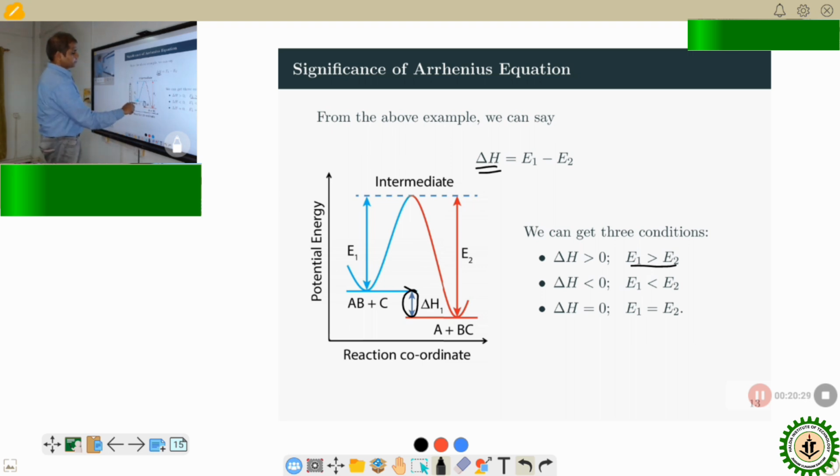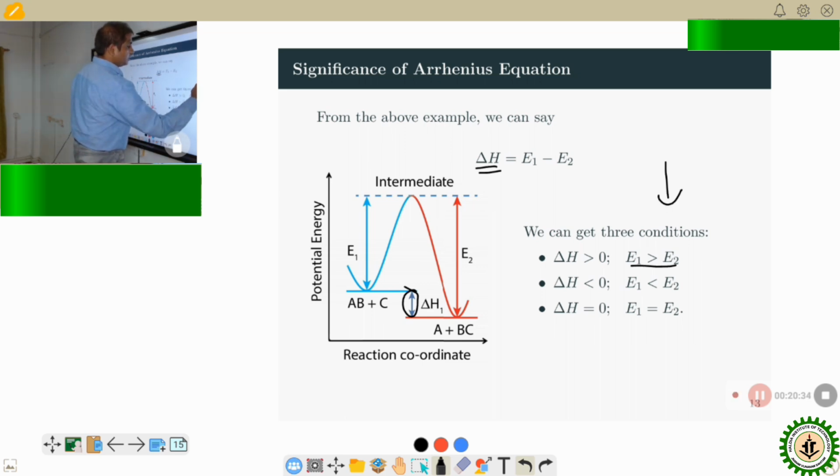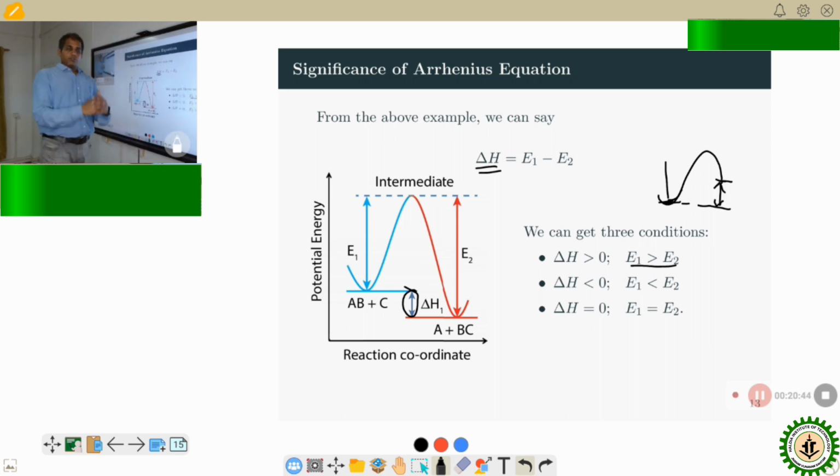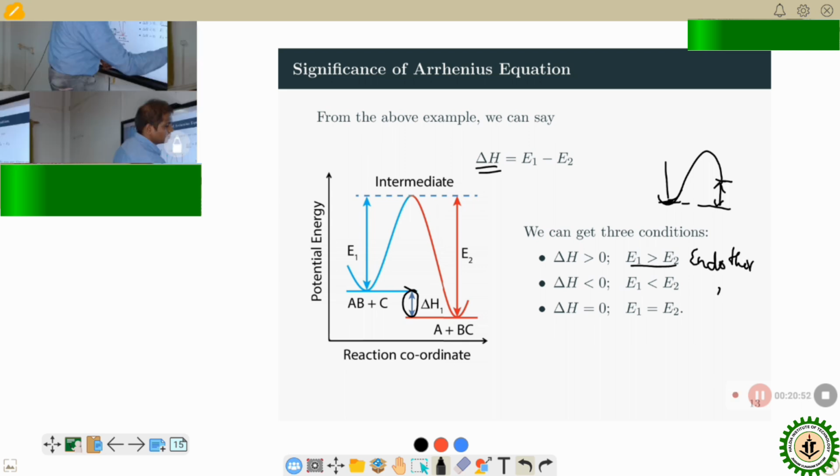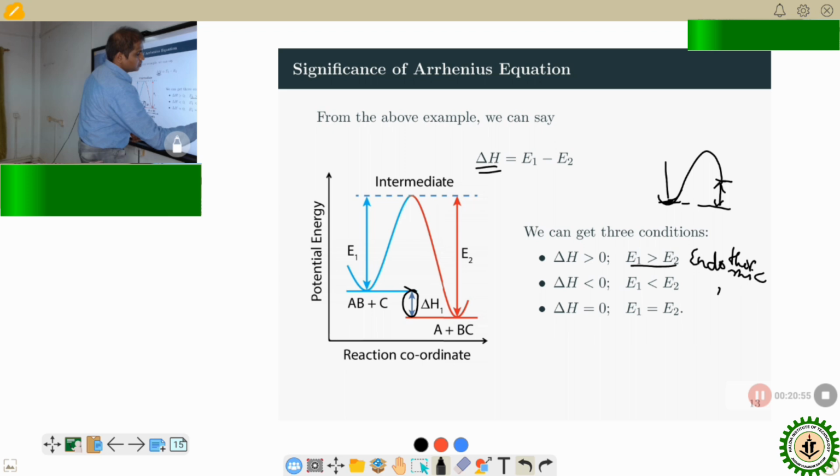So, in this case, the barrier height for the reactant to the product is much higher than the reverse. So, in this case, this much amount of energy will be absorbed by the product. So that's why this is endothermic. In the other case, delta H less than 0. In this case E1 is less than E2. So E1 less than E2, what does it mean? This is exothermic.